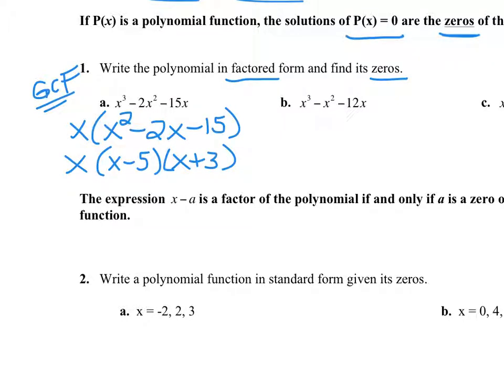Okay, so we did the first part of this question. It says write the polynomial in factored form. Did we write it in its factored form? Yes. Now the second part is to find its zeros. Finding its zeros means, if this was equal to 0, what would make this polynomial 0? There's 3 things that would make this polynomial 0. Does anyone know them?